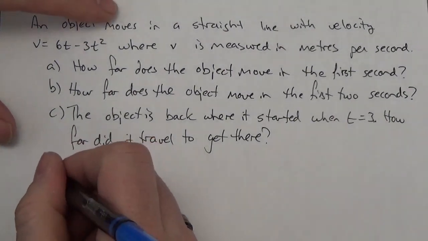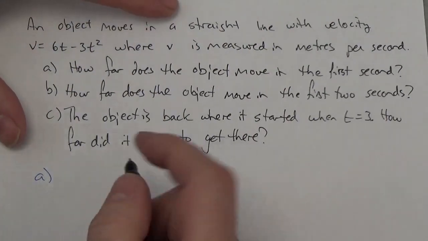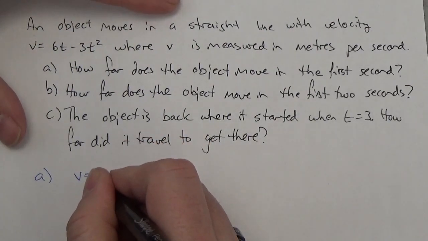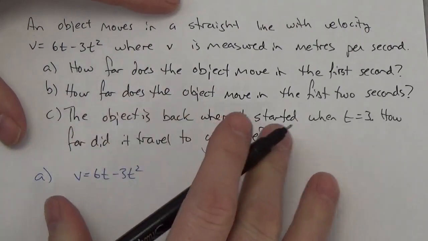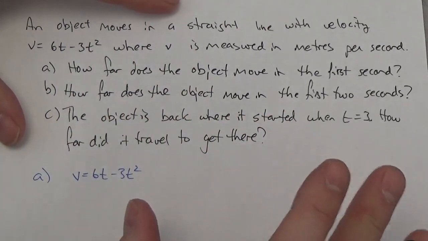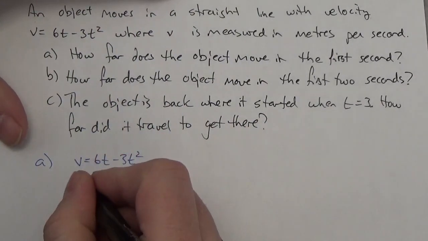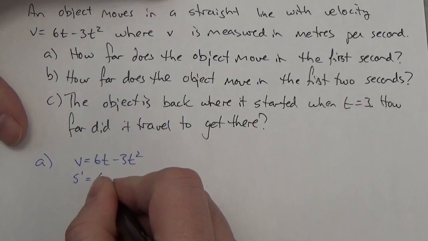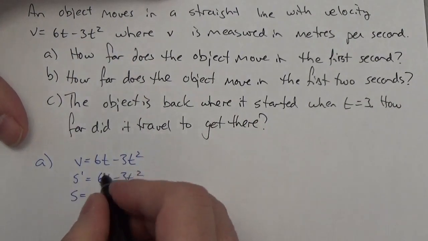Okay, so let's take a quick look at these one bit at a time here. And I've got my calculator off to the side here because I suspect I'm going to have to refer back to it. Okay, so we know that velocity is equal to 6t minus 3t squared. Awesome. How far does the object move in the first second? Well, that's a distance question. So what I've got to do is take velocity and go backwards. Now remember, velocity is the derivative of displacement. So now to get displacement, I've got to take the antiderivative of this.